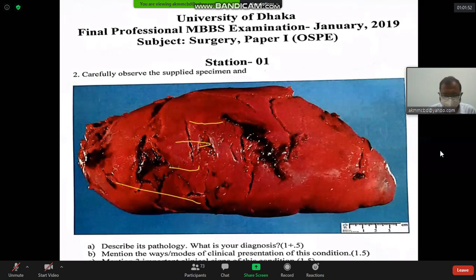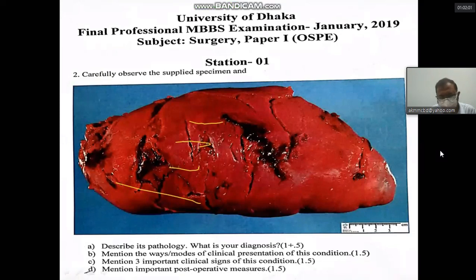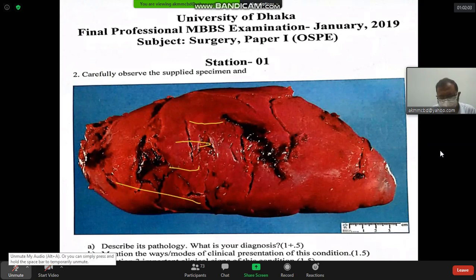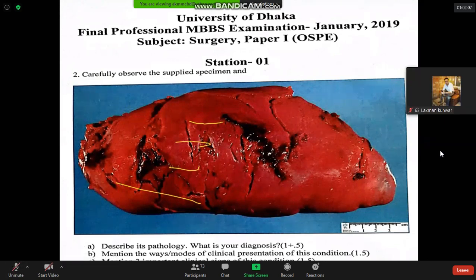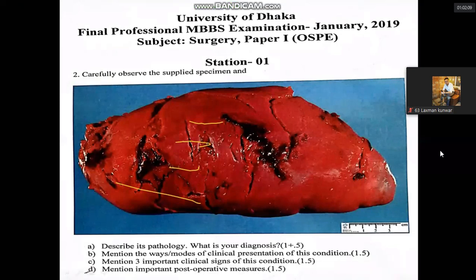Describe its pathology and what is your diagnosis? Is it liver or spleen? Spleen. It's a spleen. Ruptured spleen. Ruptured spleen, very good.